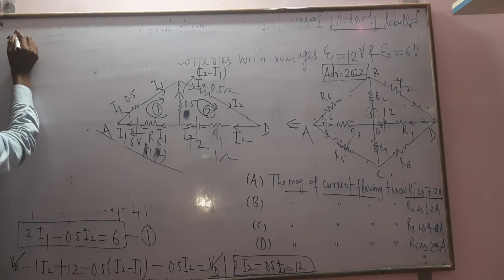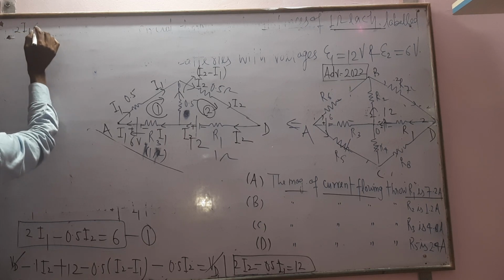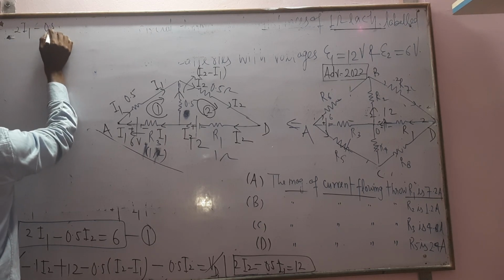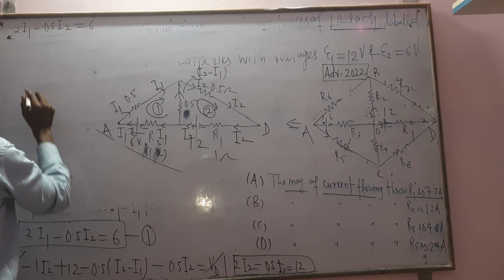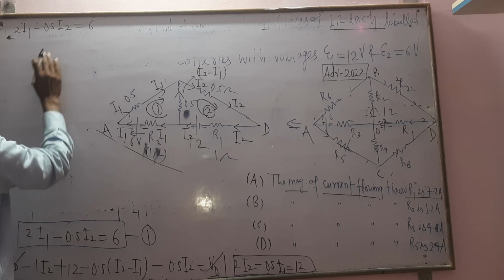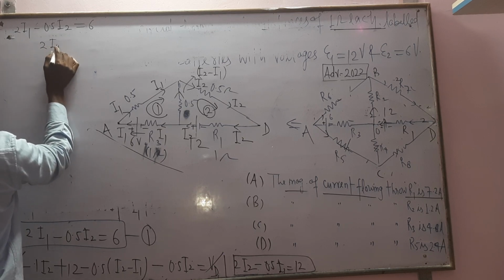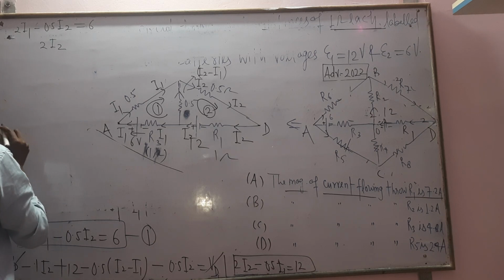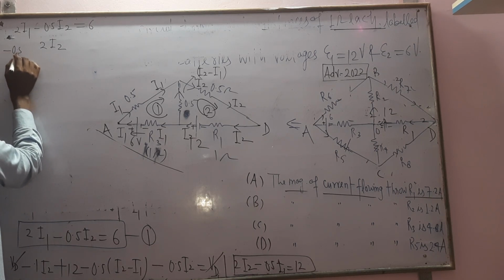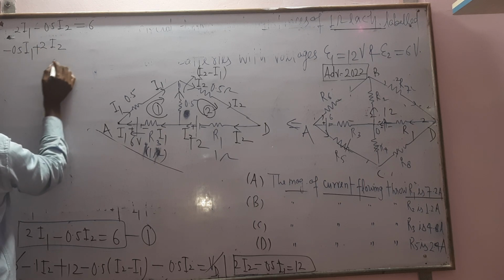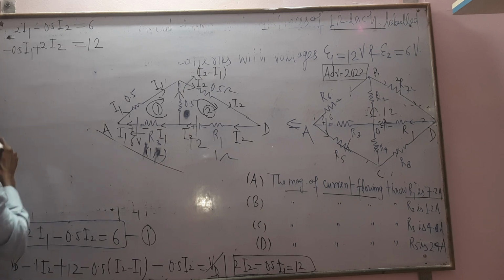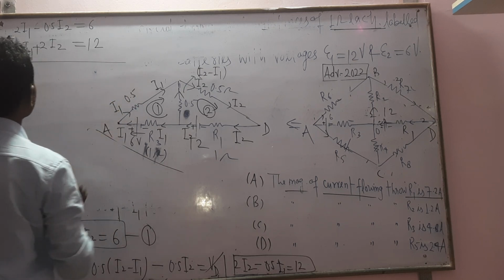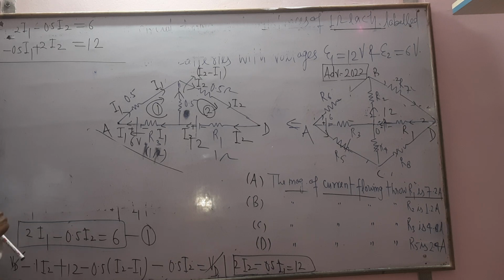These are the two equations: 2 I1 minus 0.5 I2 equals 6 volt, and 2 I2 minus 0.5 I1 equals 12 volt. Okay, try to find out I1 and I2.